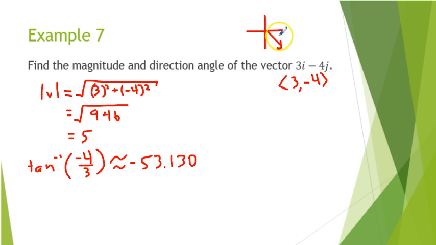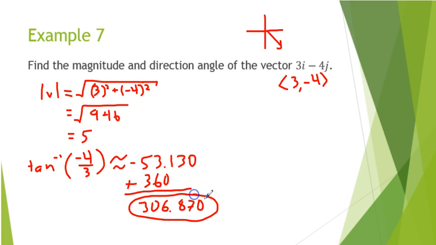But we don't want that clockwise angle, so I'm going to add 360 degrees to that, which makes the direction angle we're interested in positive 306.870 degrees. So this would be the answer we actually use for our angle measurement. And then our magnitude was found up here.